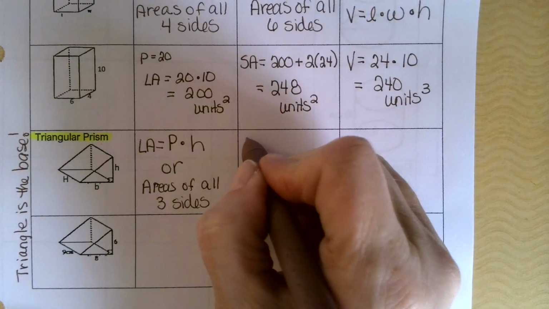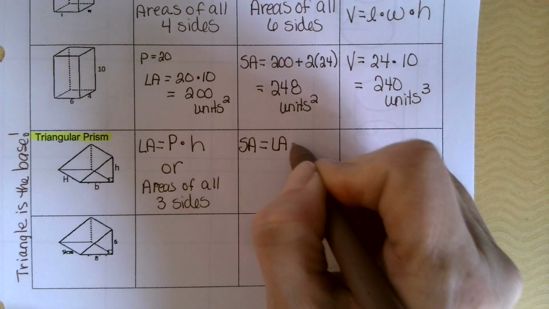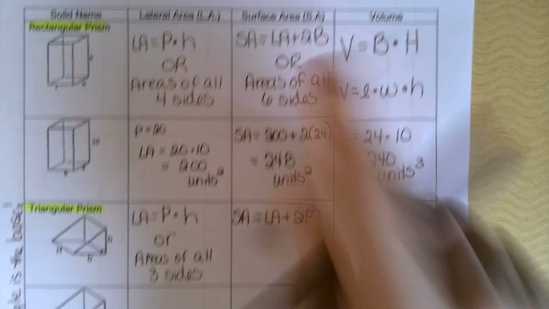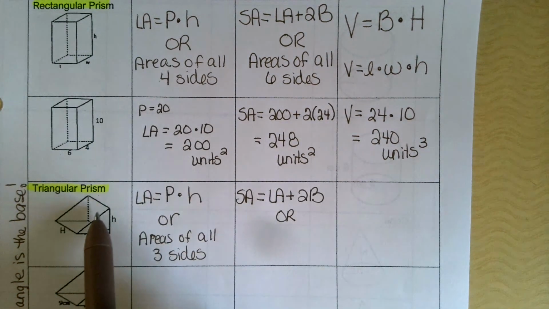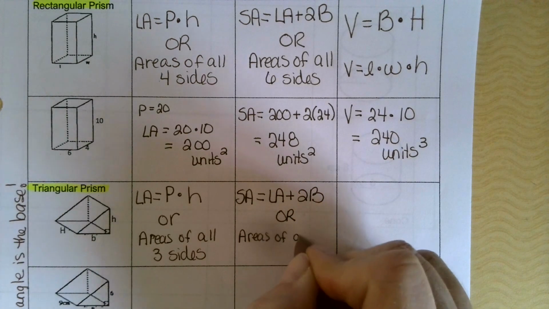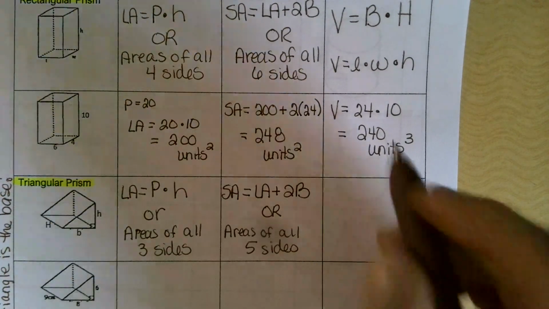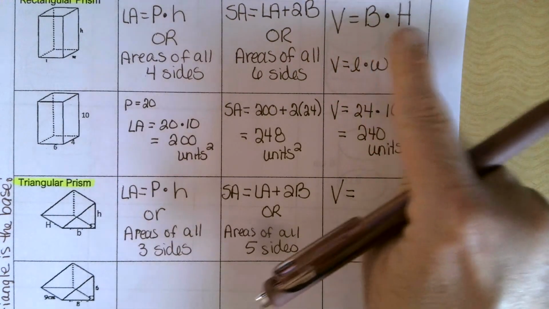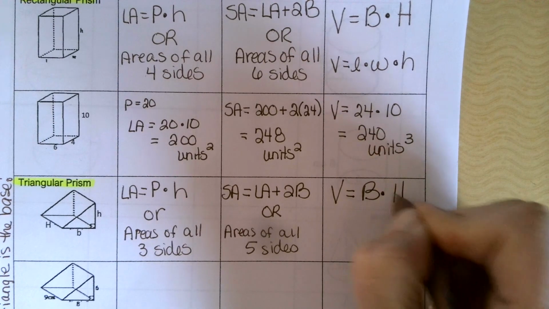Okay, surface area is the lateral area plus 2 times the area of the bases. Same formula. Or it's the area of all, there's only 5 sides. Areas of all 5 sides. And then the volume, well, guess what? Area of the base times the height. It is the area of the base times the height.